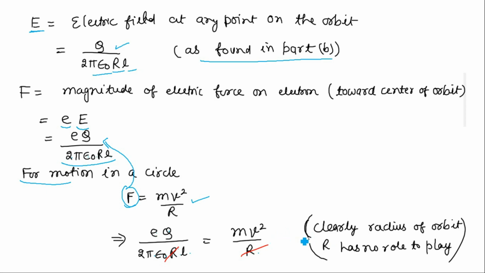Obviously from this cancellation of r on both sides, it can be understood that the radius of the orbit does not have any role to play. The only condition is that the electron must be positioned in between the two cylinders. It can be placed anywhere. The radius of the orbit does not have any role to play in the motion of the electron in this case, because r is being cancelled on both sides.